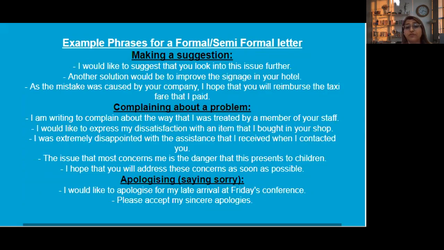Now some phrases for making a suggestion, complaining about a problem, and apologizing, saying sorry, in formal or semi-formal writing. Making a suggestion: I would like to suggest that you look into this issue further. Complaining: I'm extremely disappointed with the assistance I have received. Apologizing: I would like to apologize for my late arrival. Please accept my sincere apology. You can use these phrases, and these are very important for your speaking also. You can use these to help you communicate better, right? So please read it all.